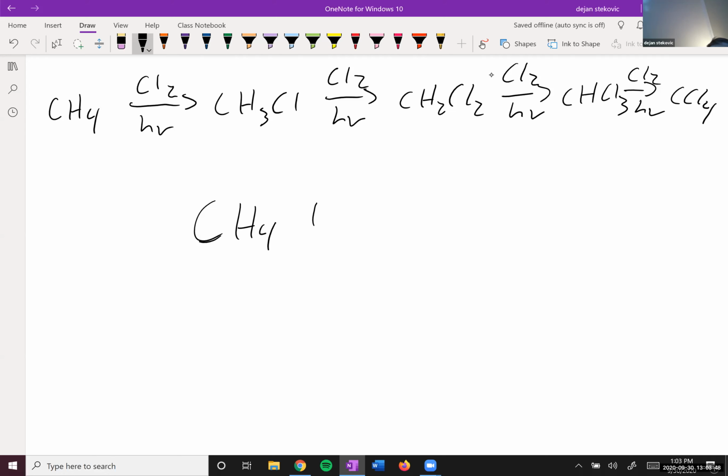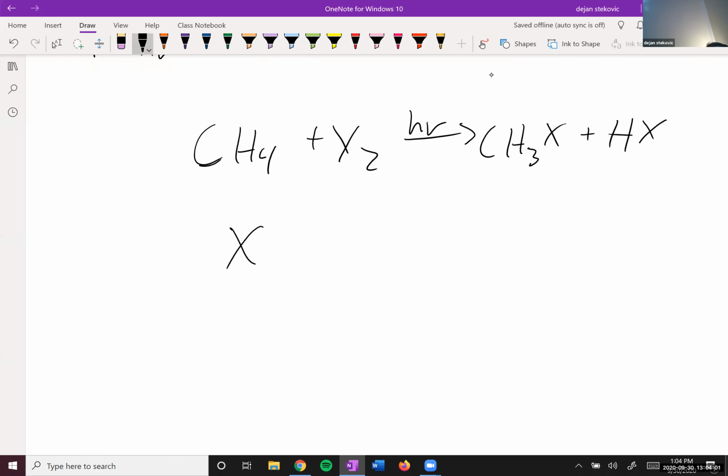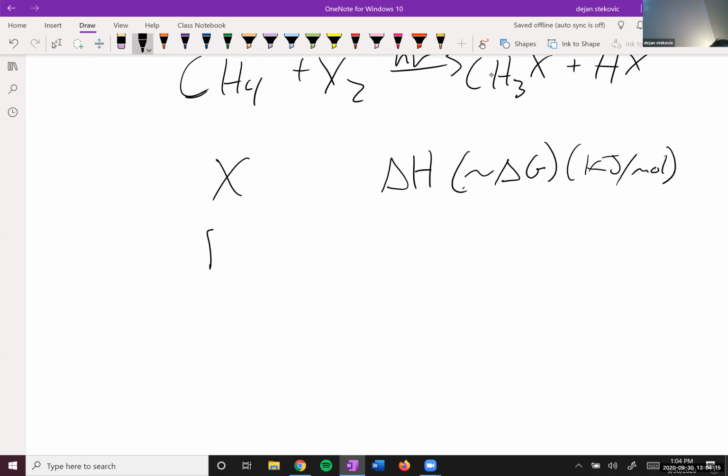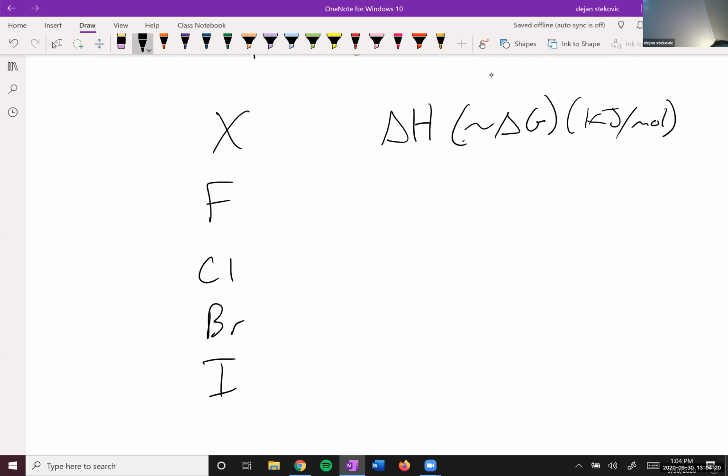So we have a methyl X2, adding some UV light to this, to form our products, right? And so we're going to take a look at different halogens, and then we're going to look at the enthalpy of this reaction, which is going to be approximately equal to the delta G of this reaction because the entropy of this doesn't really change much. These values are in kilojoules per mole. And so our options are fluorine, chlorine, bromine, and iodine.